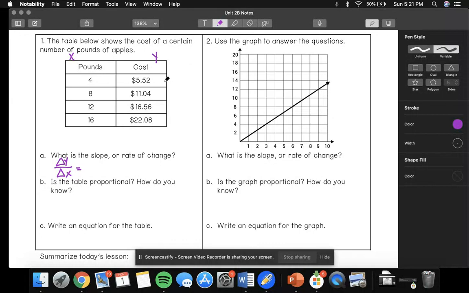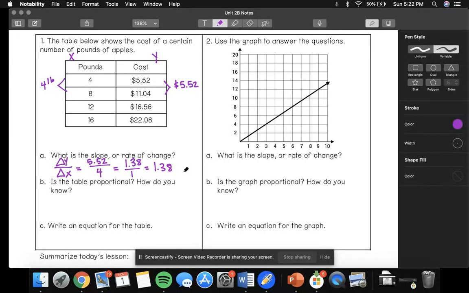Okay, so we need to figure out how we go from 552 to 1104. So I'm going to grab my calculator and I'm going to subtract 1104 minus 552. Okay, and I get 552. So the cost is 552. That's the change. Okay. And the change in the pounds to go from 4 pounds to 8 pounds would be 4 pounds. So the change in the x is 4. Okay. So now I'm going to divide those two, and I get 138 to 1, or just 138.